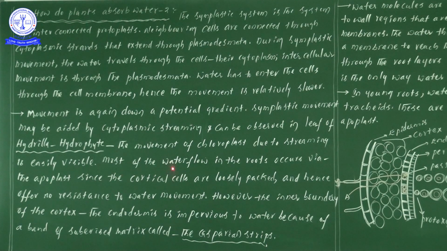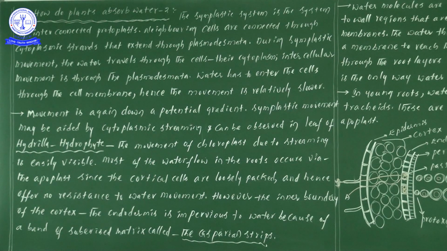Next one, most of the water flow in the roots occurs via the apoplastic pathway. Even this point is important. What we have seen here is that the symplastic pathway is relatively slower. Now let us compare the apoplastic pathway and the symplastic pathway. In comparison of these two, the symplastic pathway is slower, no?